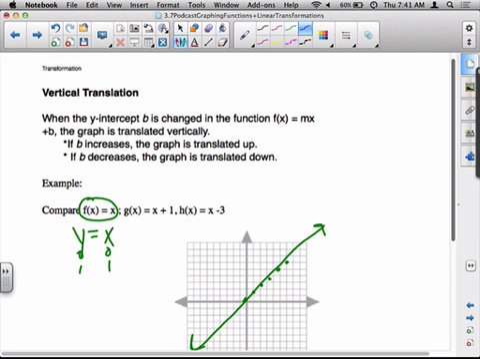Okay, and I want to compare it to the graph g of x equals x plus 1. Now, this is probably going to be helpful if you use different colors for your graphs. I'm going to use slope-intercept form. So my first point is going to be up to 1. And then my slope is 1 over 1. So it's the same slope as the other one.